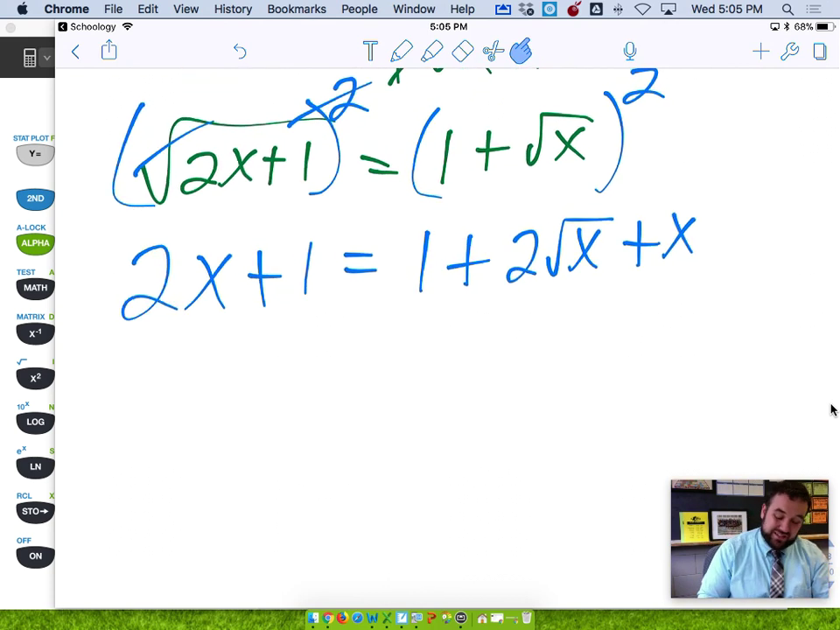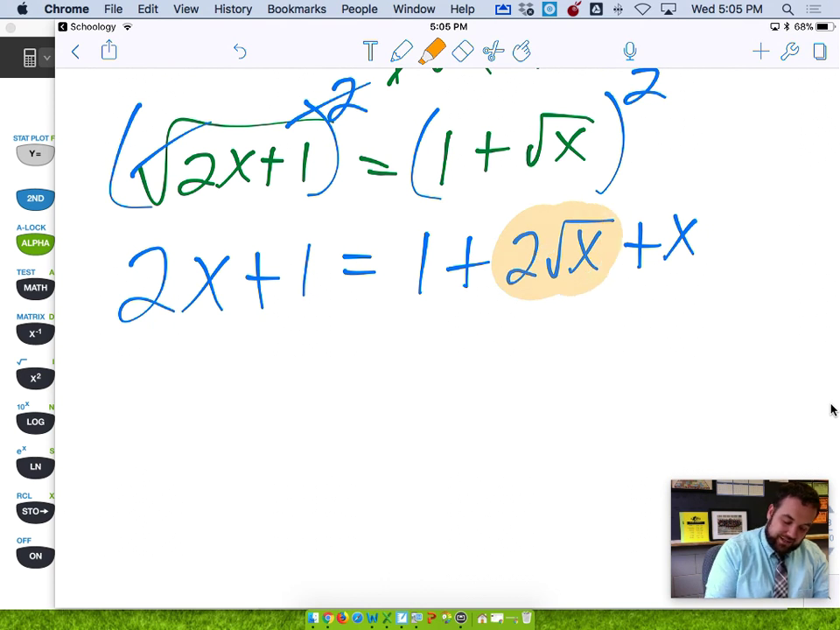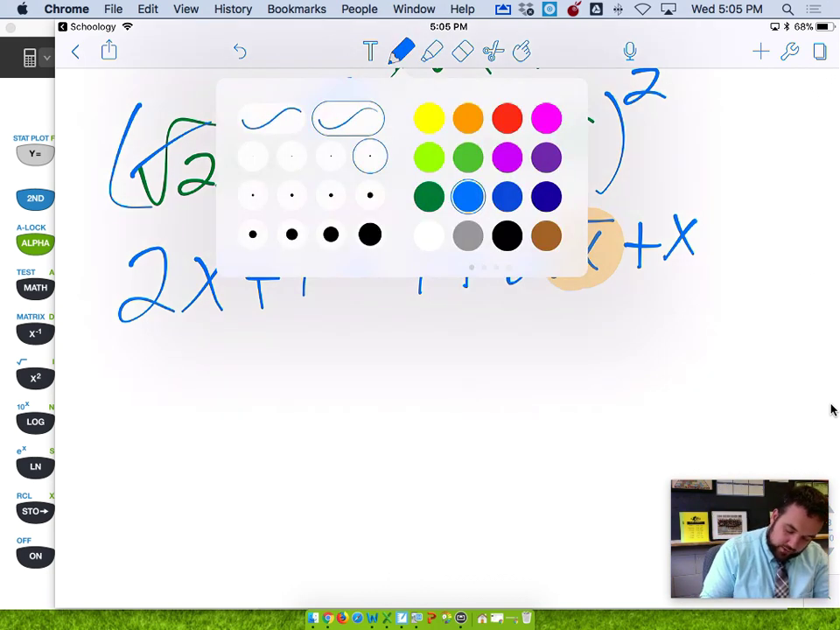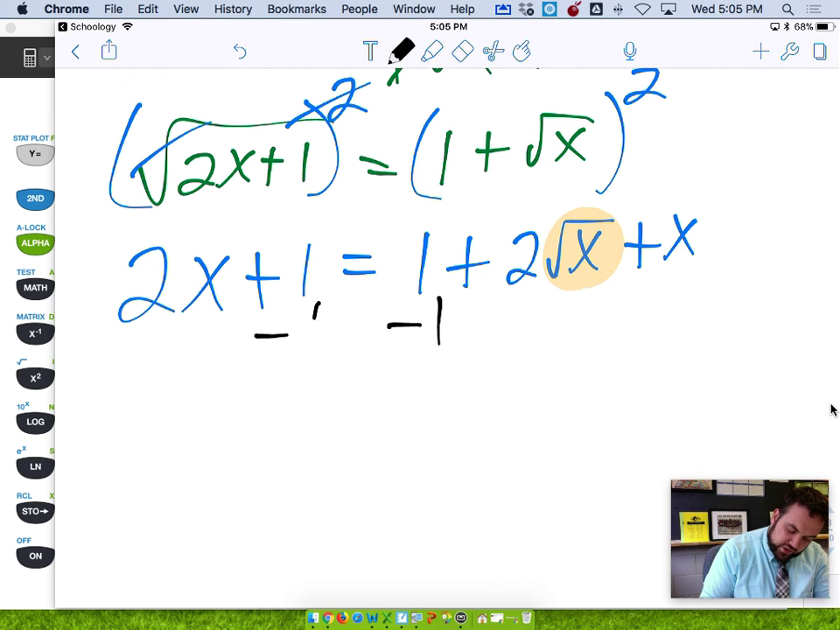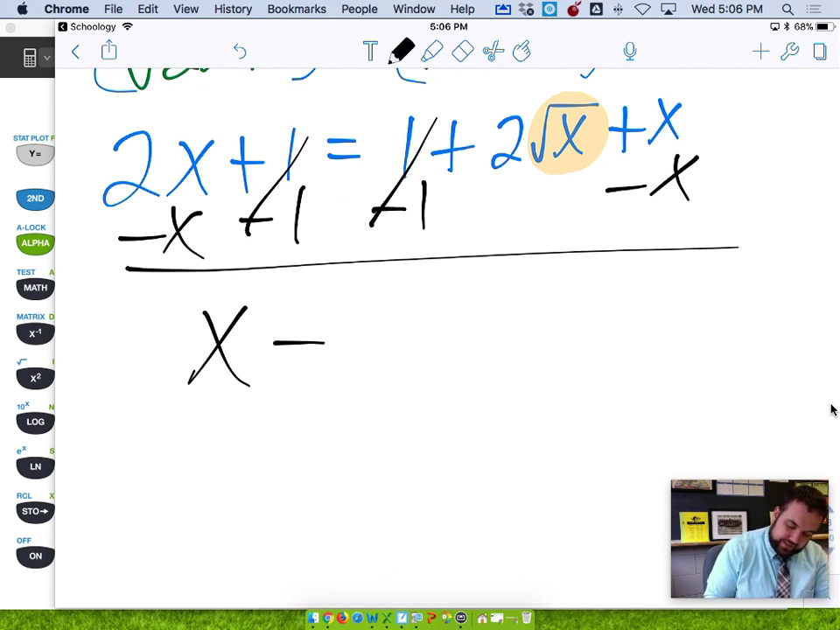So what we need to do is the process we just did over again, okay? And I'm sure at this point you're kind of groaning. I need to get this radical all by itself, okay? So I'm going to move everything else over to the other side. I'm going to go ahead and take away the 1, which is nice because those cancel each other out. I'm going to take away the x from the 2x. And that's going to give me x is equal to 2 times the square root of x.